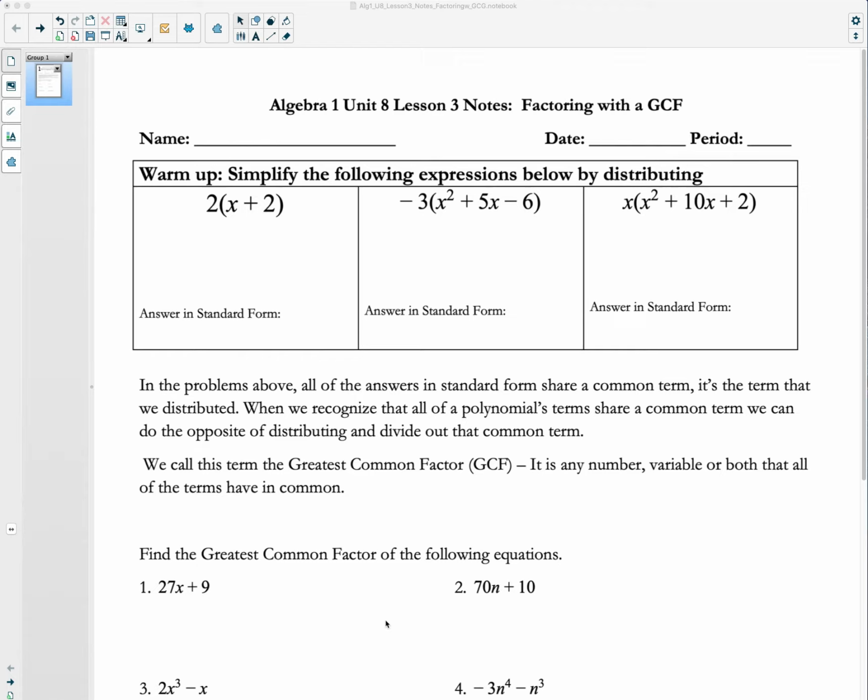All right, so looking at our lesson 3 here, we're going to be factoring with what we call a greatest common factor. Now, factoring is kind of the opposite of distributing. We're going to take something out instead of put it in, which leads us to, yes, you've guessed it, those 3 warm-up questions there at the top.